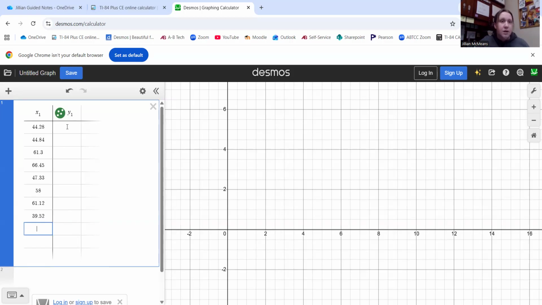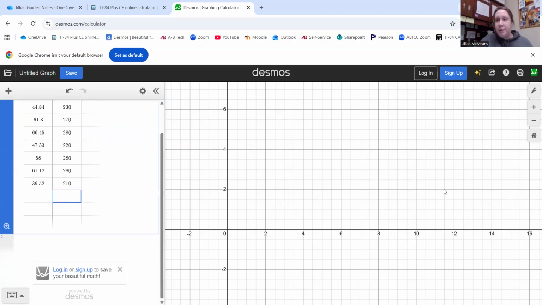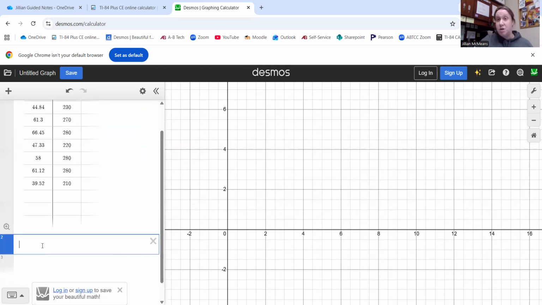I think that's good. Well, let's type in the calories. So 230, 230, 270, 280, 220, 280, 280, and 210. Let's make sure we're good there. All right. And notice you don't see the scatter plot because these points are way beyond where we're at. So I'll show you how you can tweak the window in Desmos in just a second.